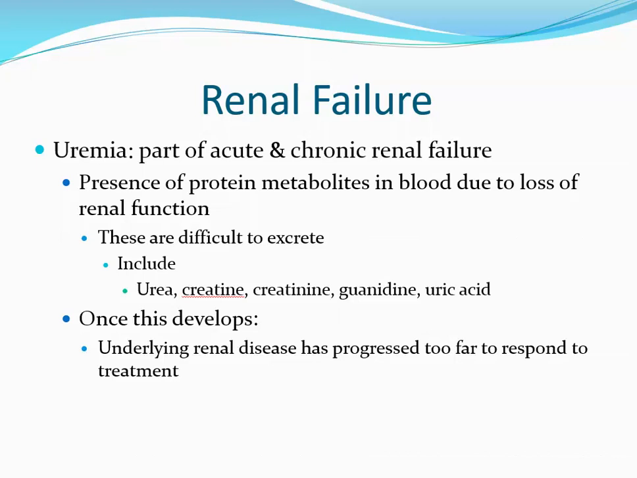Uremia is a part of both acute and chronic renal failure. Uremia refers to the presence of protein metabolites in the blood due to progressive loss of renal function. These protein metabolites are very difficult to excrete. They include things such as urea, creatine, creatinine, guanidine, and uric acid. These are all classified as toxins. Once uremia develops, the underlying renal disease has progressed too far to be responsive to any treatment.